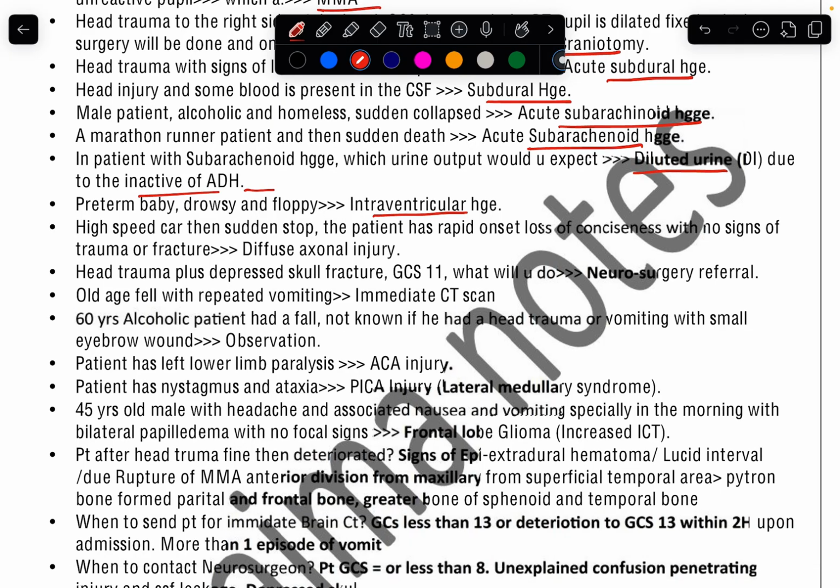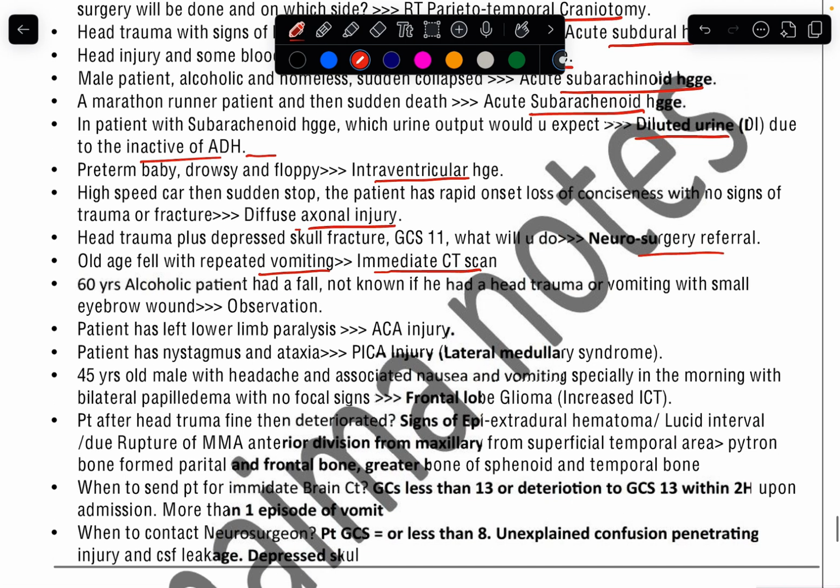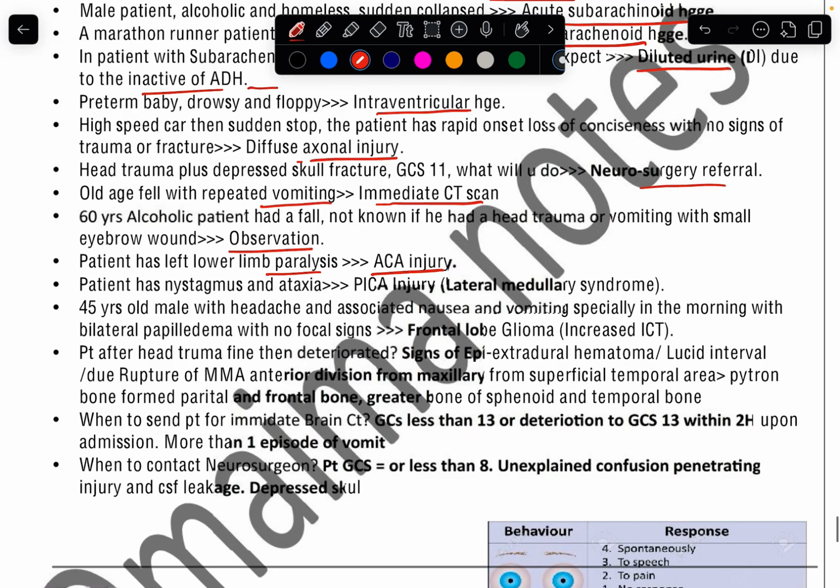High speed car accident, patient has rapid onset of loss of consciousness, no signs of trauma, diffuse axonal injury. Head injury, Glasgow coma scale, neurosurgery referral, old age, repeated vomiting, immediate CT scan. 60-year-old alcoholic patient, known case of head trauma, small eyebrow wound, observation. Patient has left lower limb paralysis, anterior cerebral artery injury. Patient has nystagmus and ataxia, PICA injury.